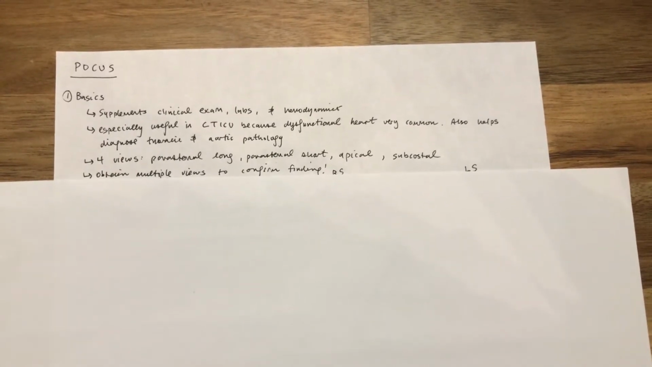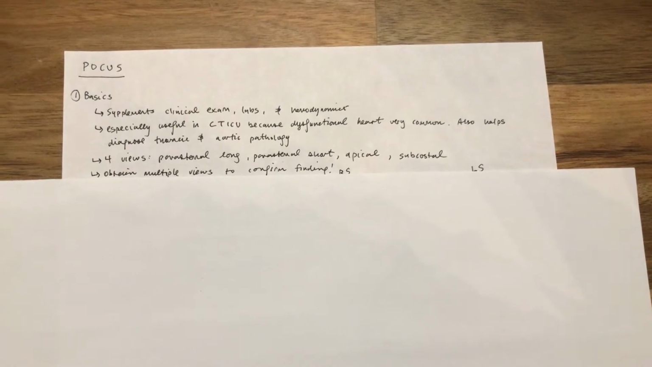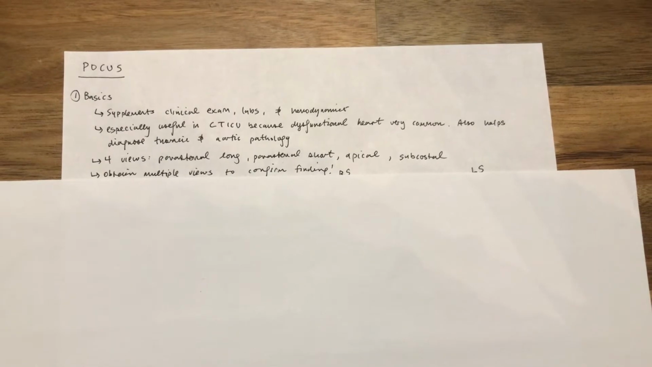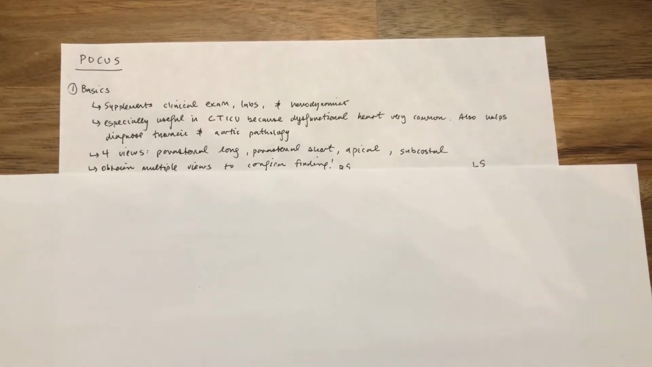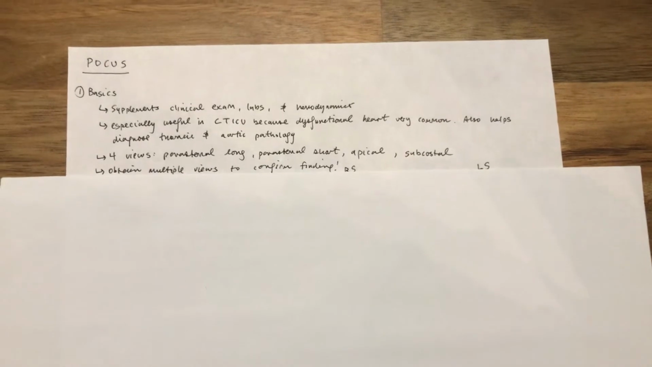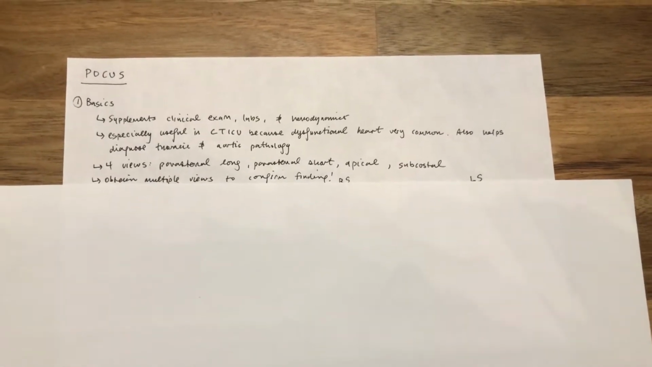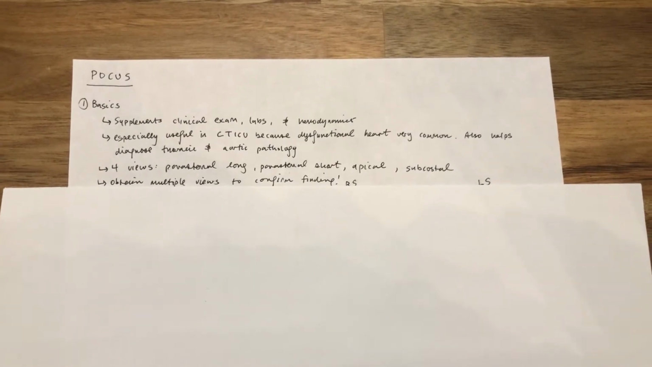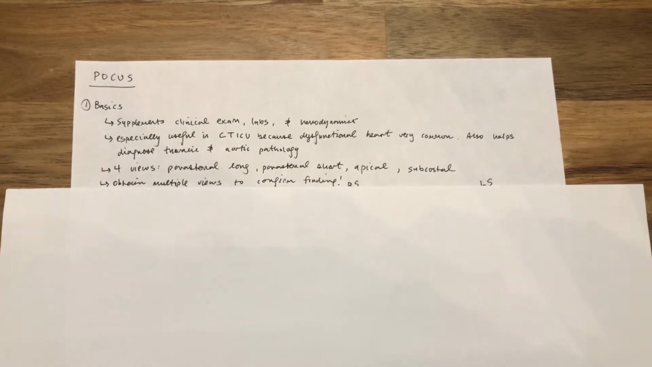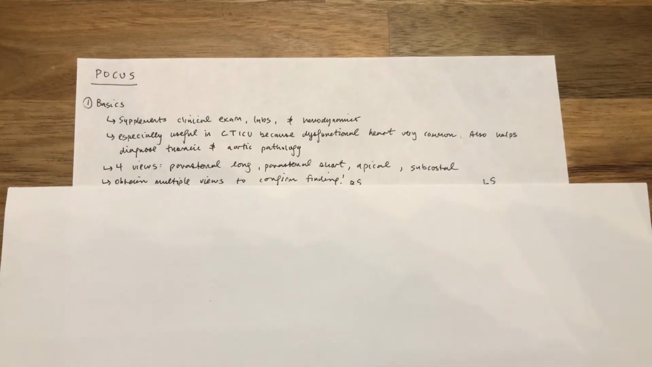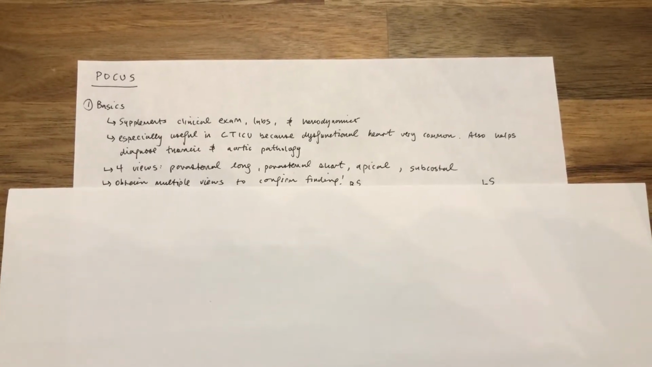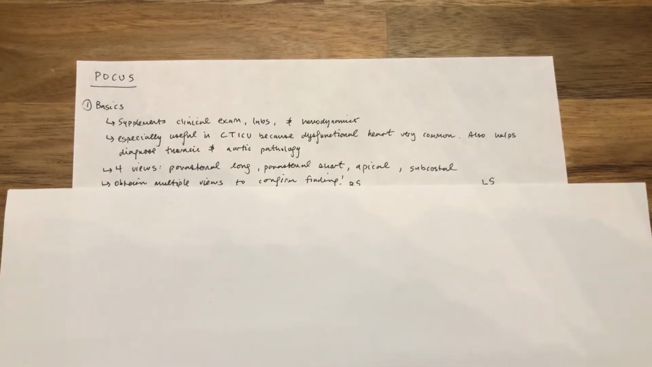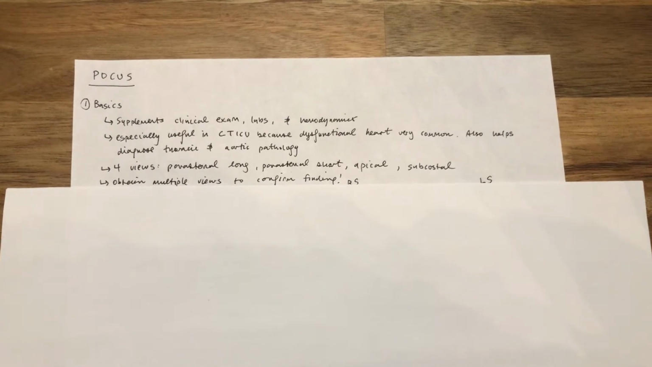Sometimes you need to physically see the heart to either rule in or rule out the diagnosis. And it's especially useful in the cardiac ICU world because dysfunctional hearts are the most common, right? So it's most likely to be useful here just because you see the most cardiac pathology here. And the 4 views that we're going to go over are parasternal long, parasternal short, apical, and subcostal.